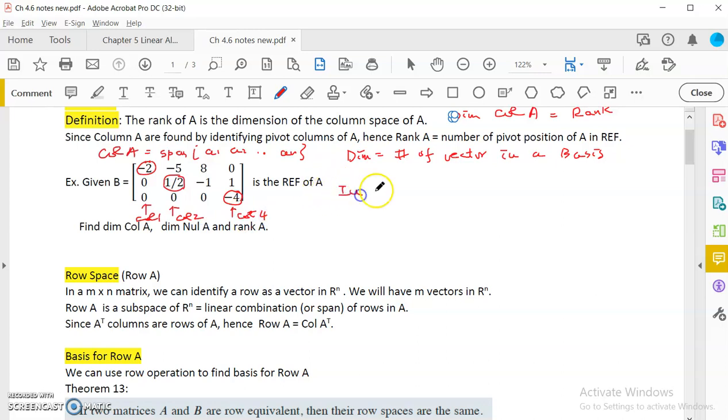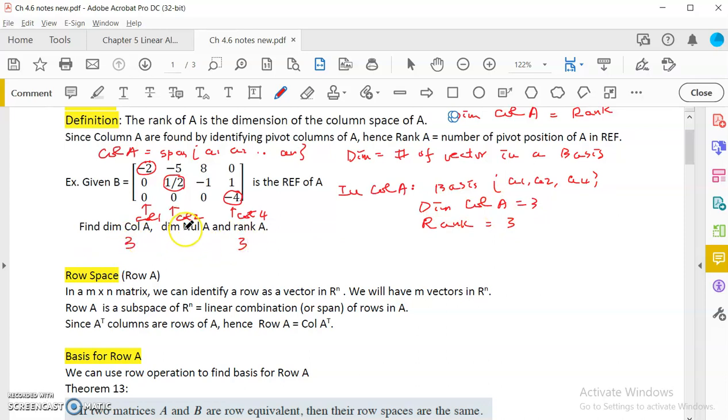So in the column space of A, the basis would be A1, A2, and A4. The third one you throw away because it depends on the others. That's how you find it, and because there are 3, the dimension is equal to 3. The dimension of the column space of A is equal to 3, and we say rank is actually the dimension of the column space of A, so it's 3. So in this case, 3, 3.